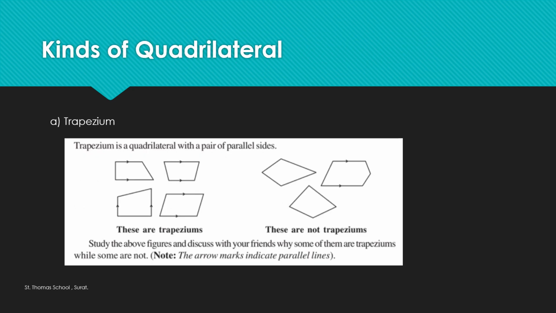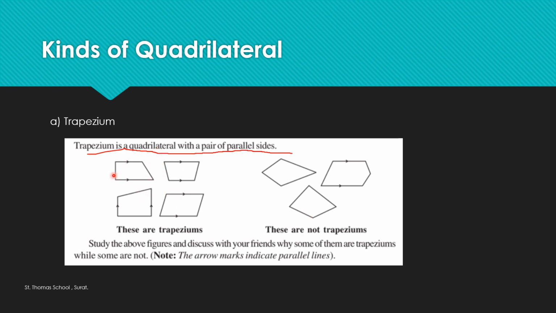Next topic is kinds of quadrilateral. That means kind means types. First one, trapezium. Trapezium is a quadrilateral with a pair of parallel sides. In a quadrilateral, if a pair of parallel sides is there, then we can say that it is a trapezium. So underline it in the textbook. And they have given some figures that are trapeziums and some figures that are not trapeziums. We will find out why these are trapeziums.